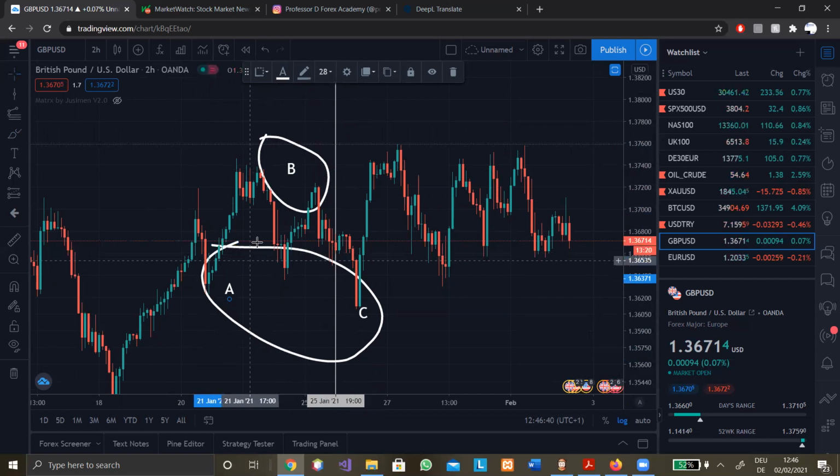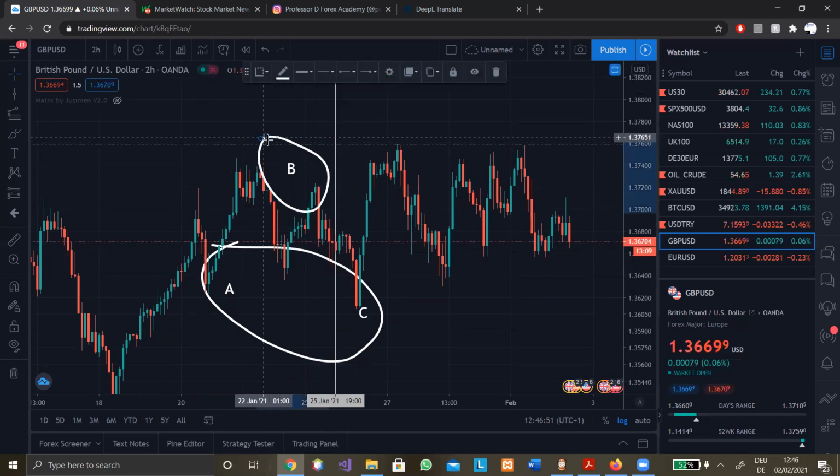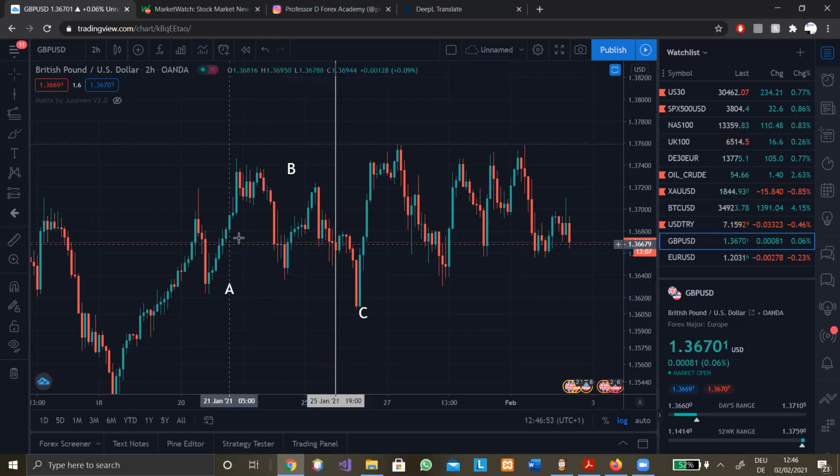Great. With that being said, it means for sell opportunities, you begin with a low, you go to a high, and you come down to a low as well. Good and fine. We have some few examples here I prepared.